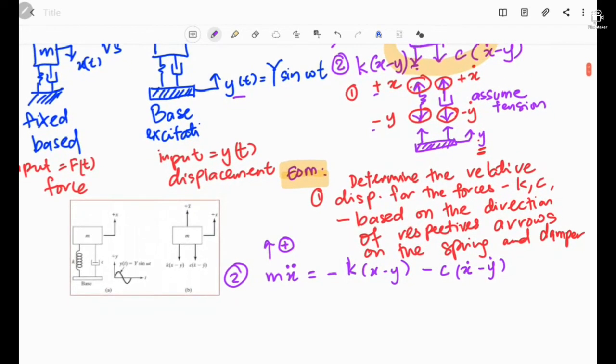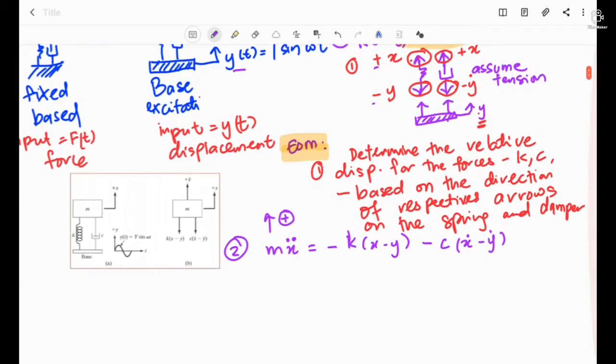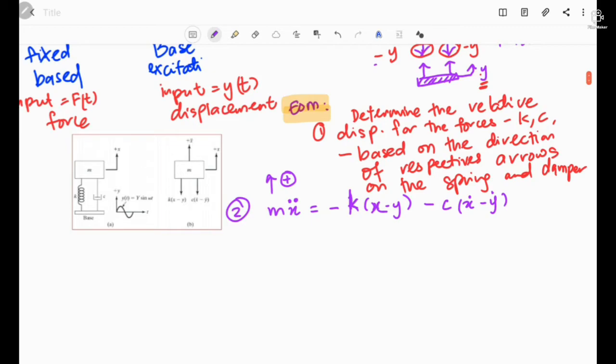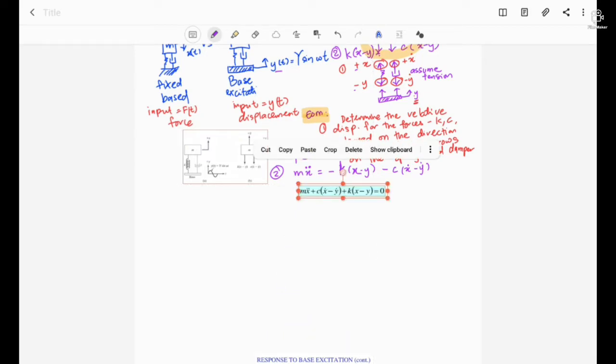Alright, so you don't have any other input force, okay, because your input displacement is already embedded in this relative displacement, which is y. So you can actually arrange the equation. Okay, so basically you have this as the equation of motion. If you rearrange the equation of motion, you will get that.